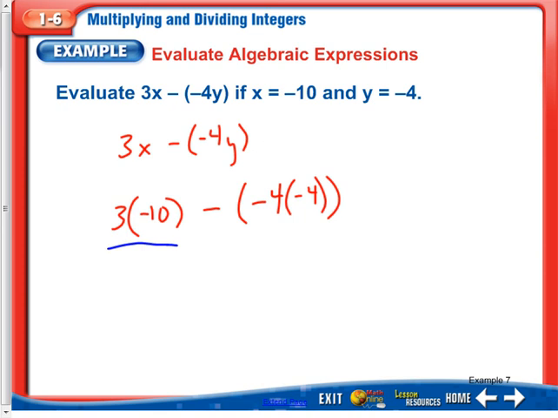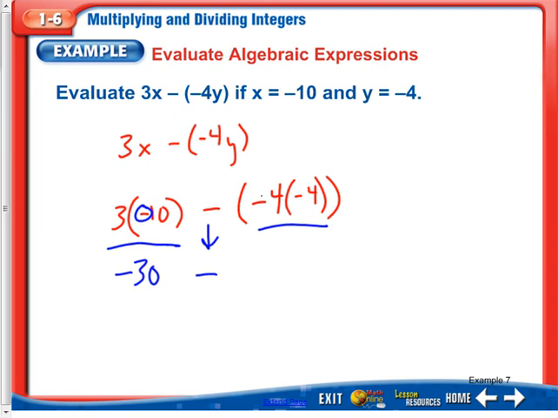So I have multiplication or division right here. I have multiplication or division right here. You have to do that first. Leave your subtraction for later. All right, now here I have one negative, so I know my answer is going to be negative 30. Now just bring this down.